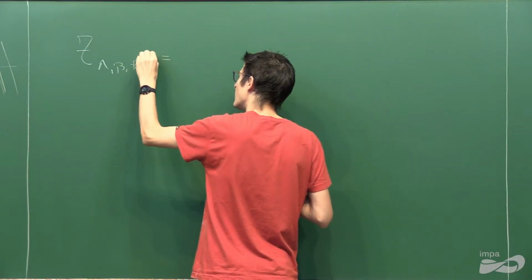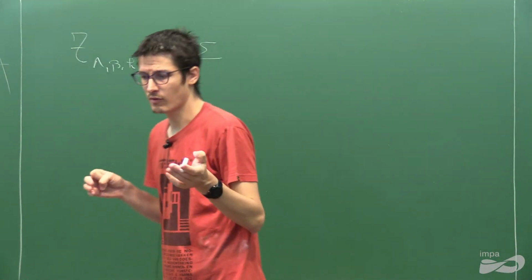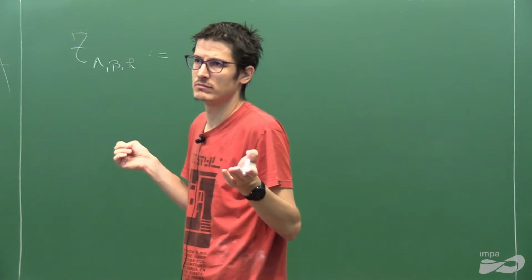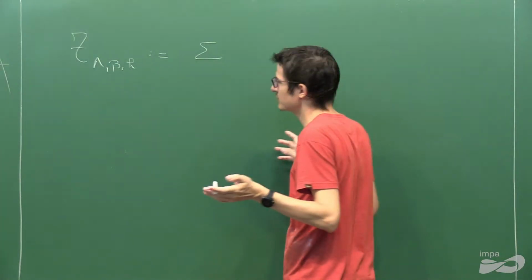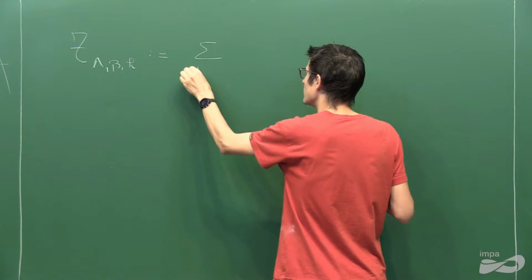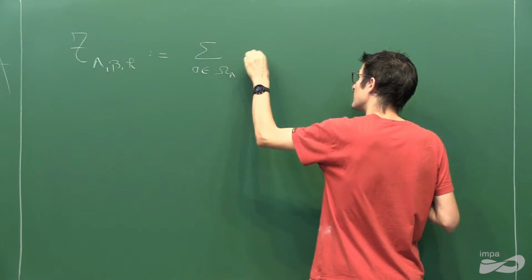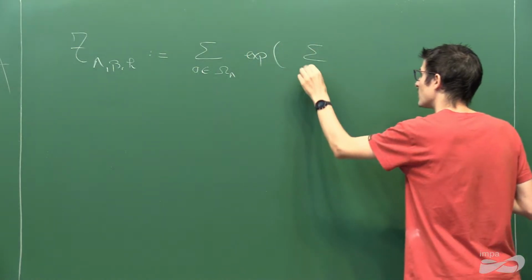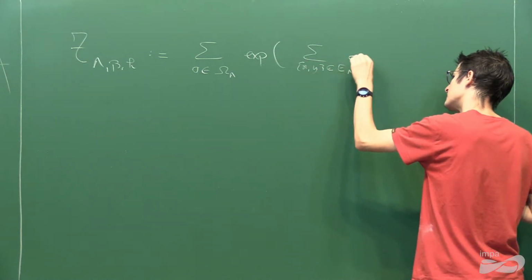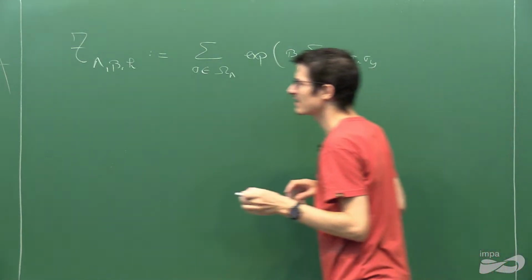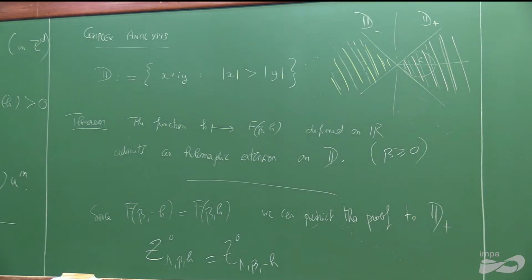I cannot define the Ising model for complex H, but I can define the partition function. Okay, because I just write the same formula and it makes sense even if H is complex. So this is the sum over sigma in omega lambda, exponential sum over xy in E lambda sigma x sigma y times beta. Okay, and here it's important in our theorem that beta is positive.